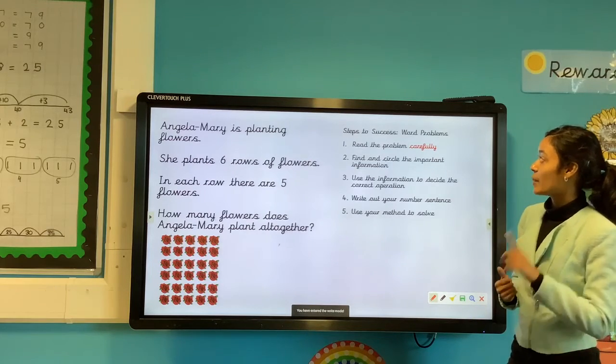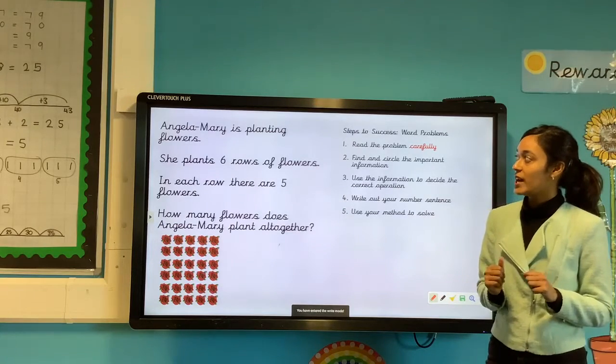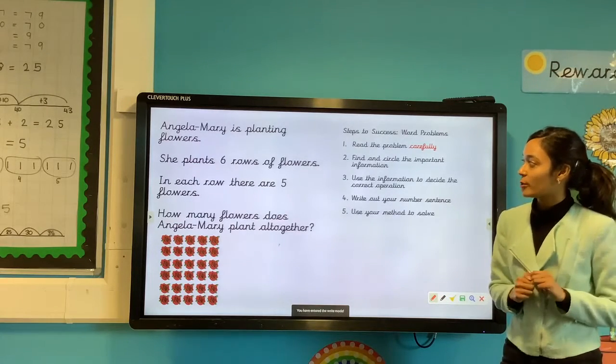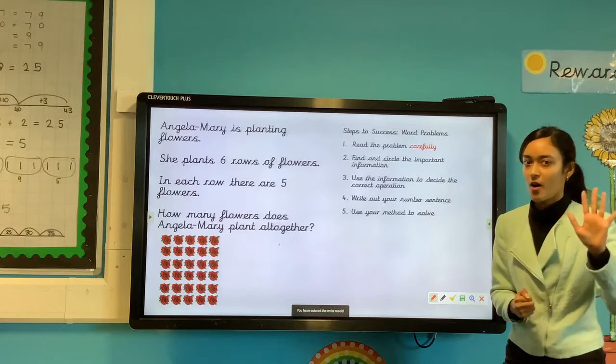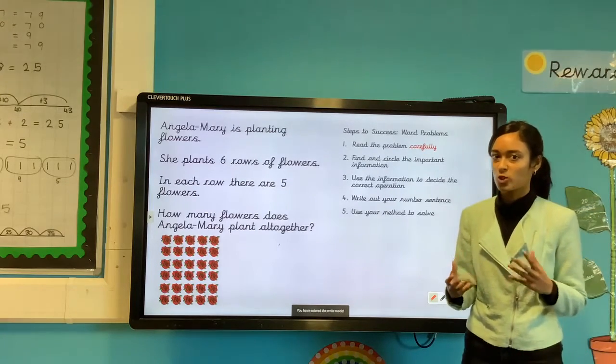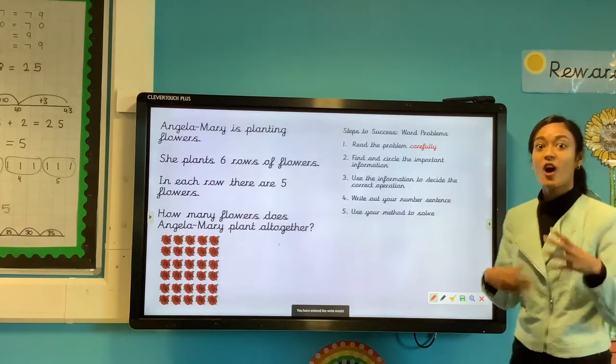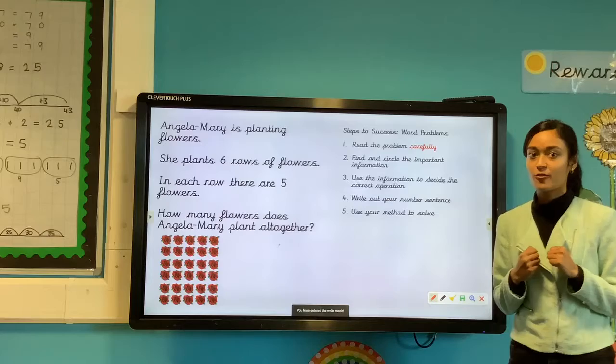Okay, so step 1, read the problem carefully. Angela Mary is planting flowers. She plants 6 rows of flowers. In each row there are 5 flowers. How many flowers does Angela Mary have altogether? Okay, what was step number 2 again? That's correct, it was find and circle the important information.